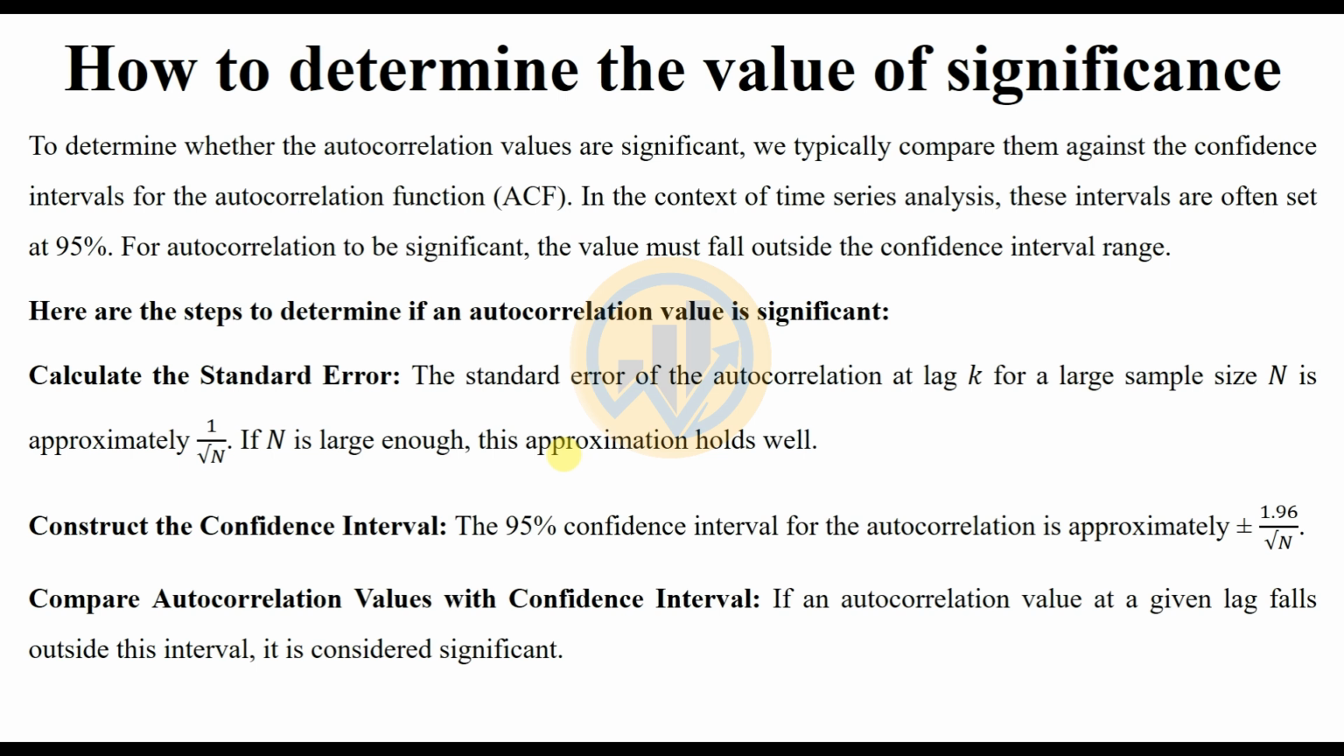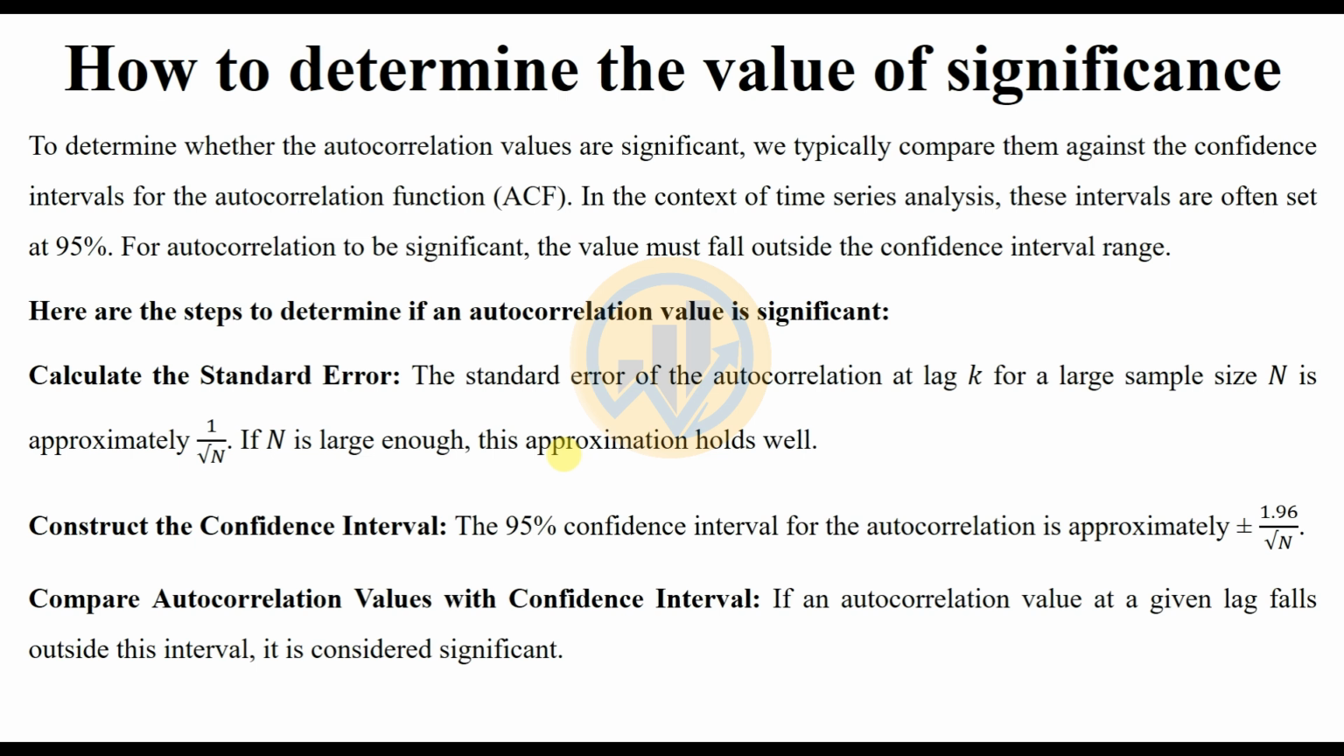we typically compare them against the confidence interval for the autocorrelation function, ACF. In the context of time series analysis, those intervals are often set at 95%. For an autocorrelation to be significant, the value must fall outside the confidence interval range. Here are some of the steps to determine whether the autocorrelation value is significant.